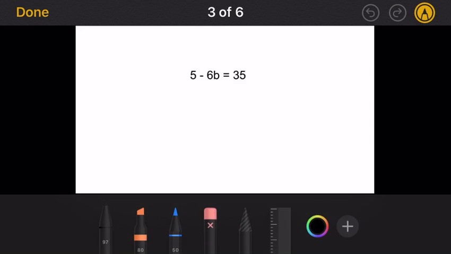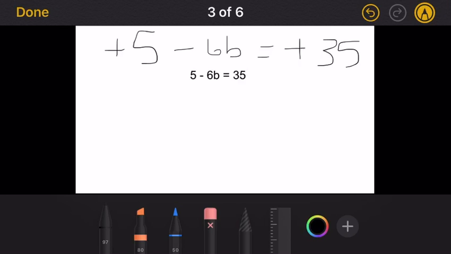Awesome. So we're going to try this again. This is positive 5 minus 6b, or negative 6b, equals positive 35. What are we trying to get rid of from this equation? The 5 or the negative 6b? The 5, good, because 5 is the same kind of term as 35, good.